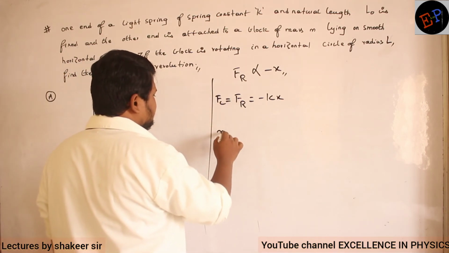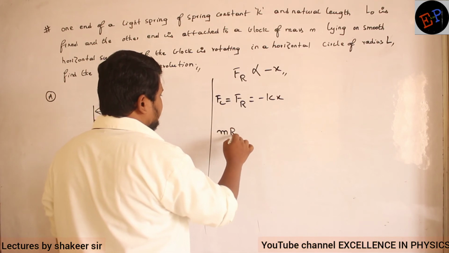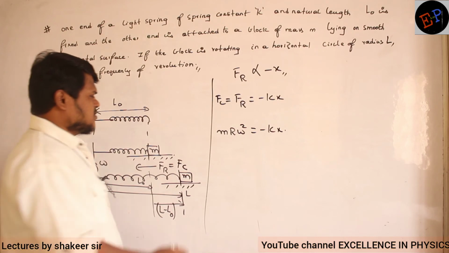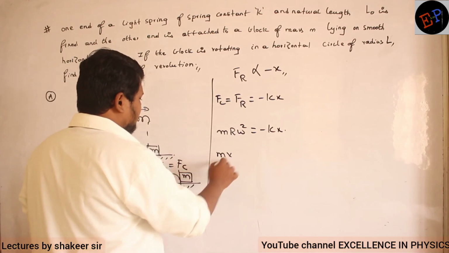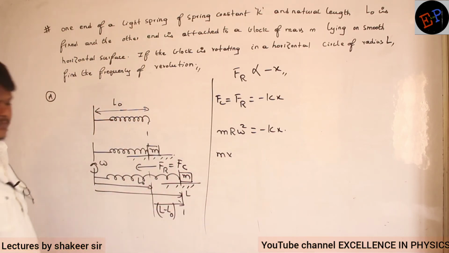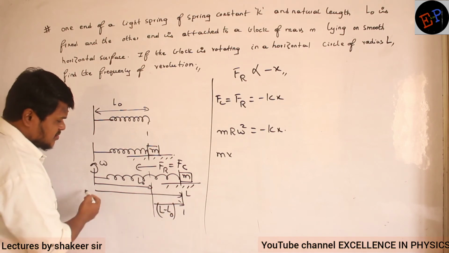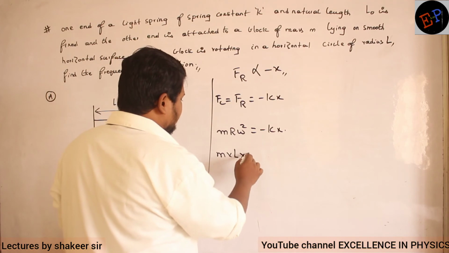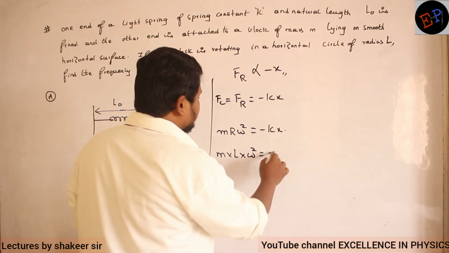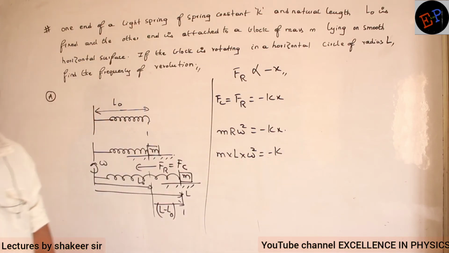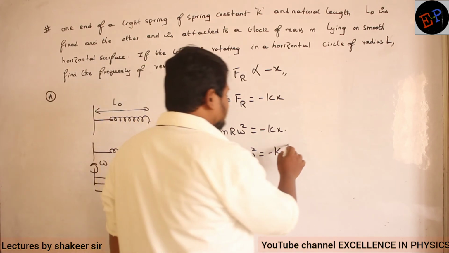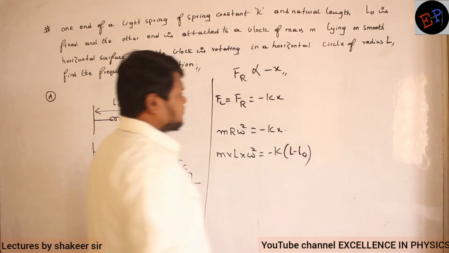Centripetal force is m r omega square, which equals minus k into x. The mass of this body is m. What is the radius in which this body is rotating? The radius is L only. So the radius is L and omega I don't know. The spring constant is already given as k. And x means elongation. What is the elongation? Elongation produced is L minus L naught.